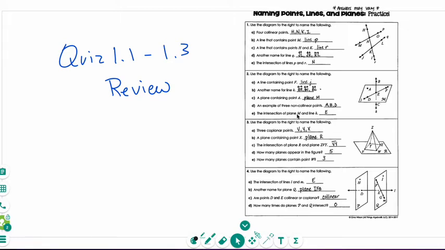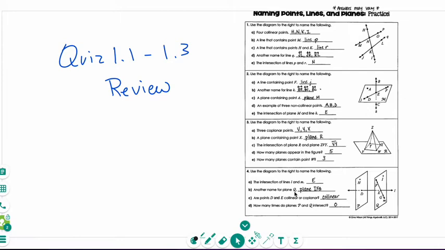The intersection of plane M and line K. So when a line intersects a plane, it's going to intersect at a point, and that would be at point E. The intersection of lines L and M. So L is right here, and M is here inside of Q, the plane Q. So the 2 lines are going to intersect at a point, and they intersect at point E.